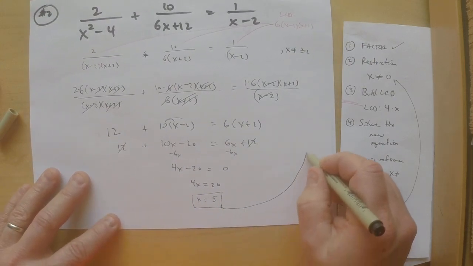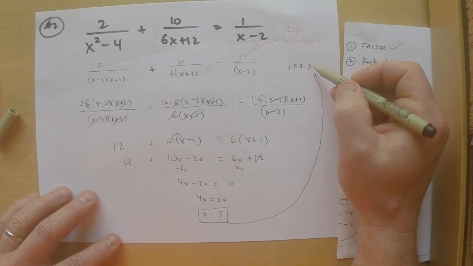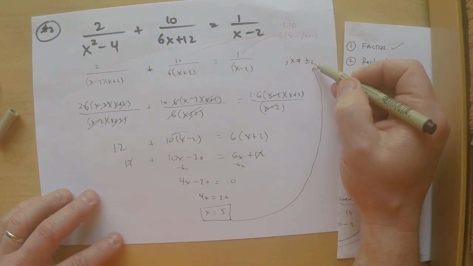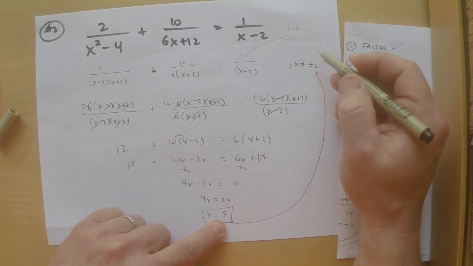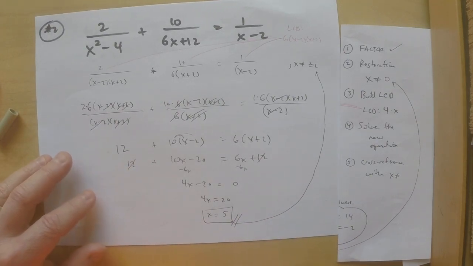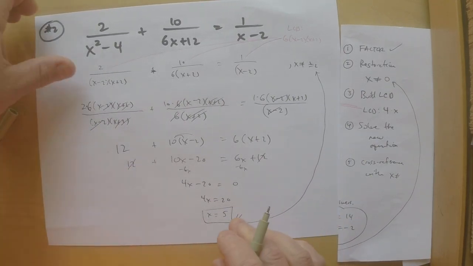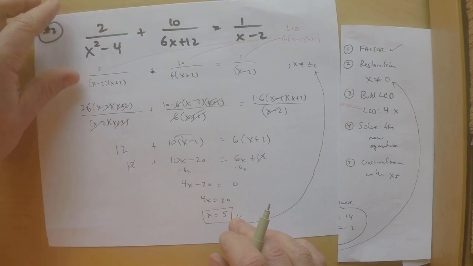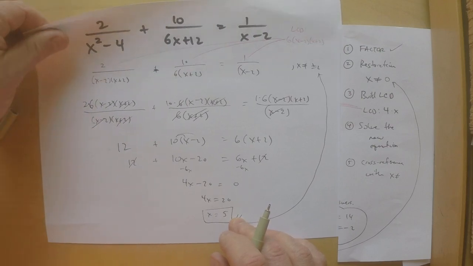And I would just do a quick cross-reference. Does it influence that answer? Am I allowed to have 5? Yes. And there's my answer. So that's how I solve rational equations. Let's do one last one.